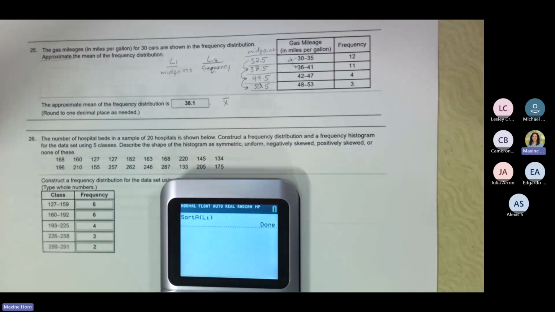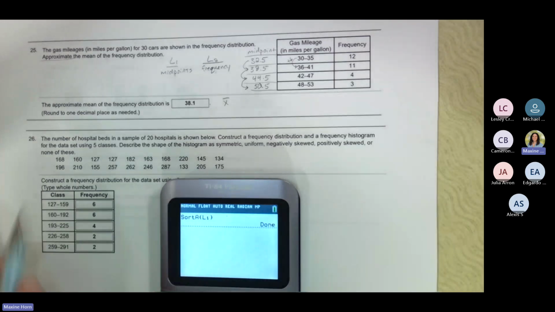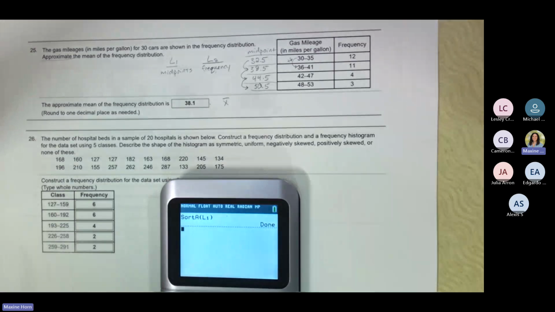And you would say, okay, what is my lowest number? What is my minimum value? That's going to be your starting number for your class. Then you have to determine what your class width is going to be. So to determine your class width, you need a couple of things. You need to know your range, and you need to know the number of classes that you want, okay?